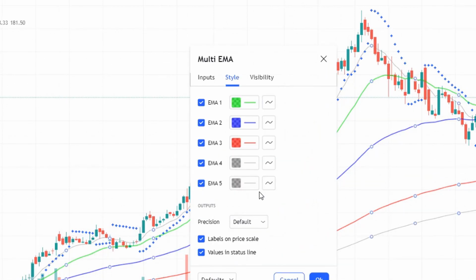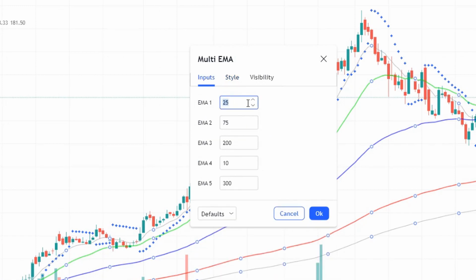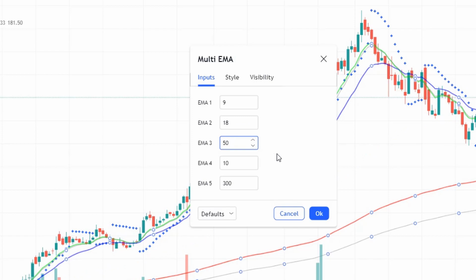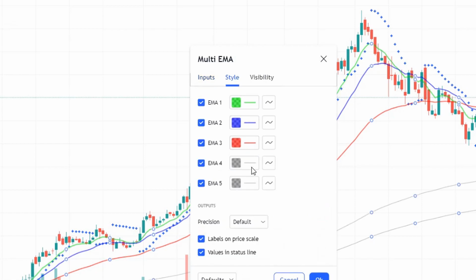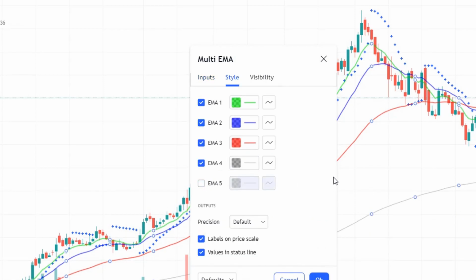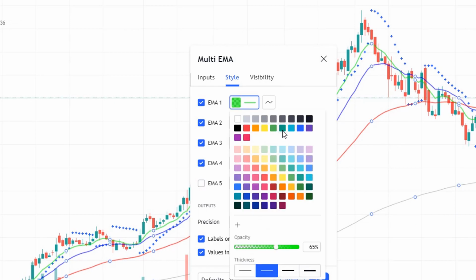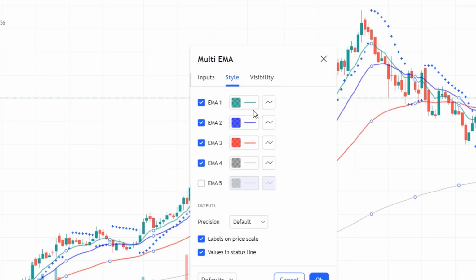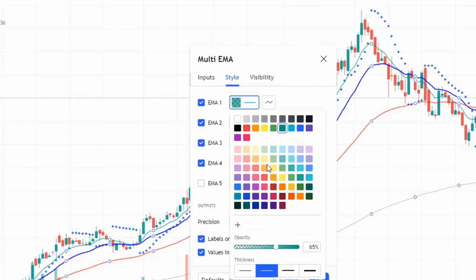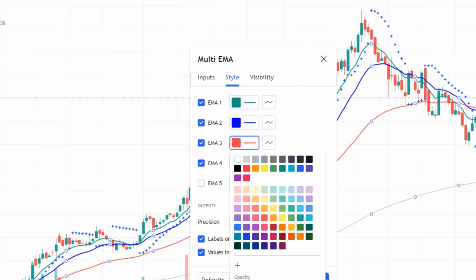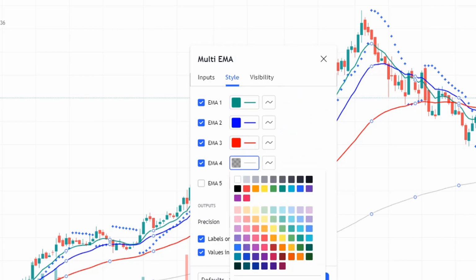So we will go and change the settings. The first one we want is 9, second 18, third 50, fourth 200. The fifth we don't want, so we will disable it, and we will change these colors to make them more visible. And the last one is black.